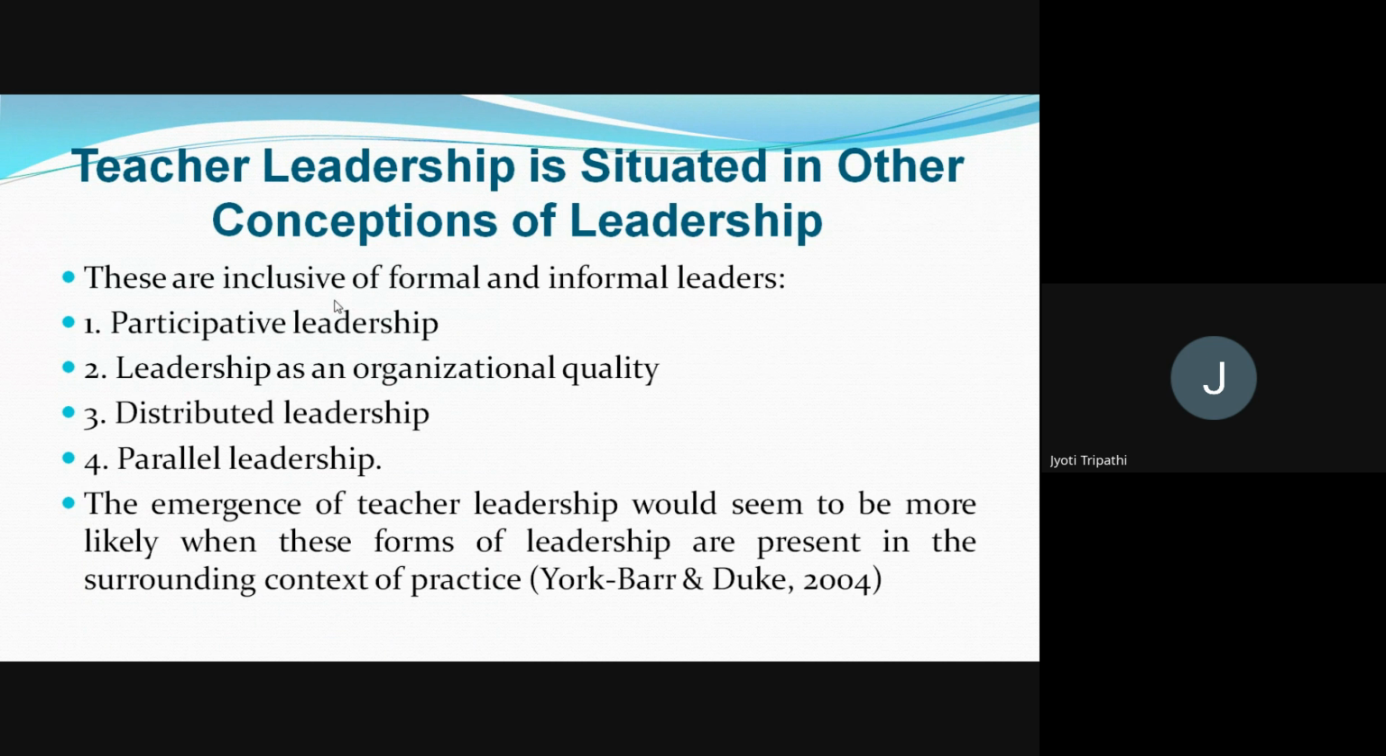Finally, we have parallel leadership. It is a process whereby teacher leaders and their principals engage in collective action to build capacity. So in participative you only participate. Organizational and distributed, as I mentioned, work in the organization. And in parallel leadership, you work in parallel with your authorities and your subordinates. I think parallel leadership is more popular because you are a team member rather than a leader, and you don't show that you are a leader.